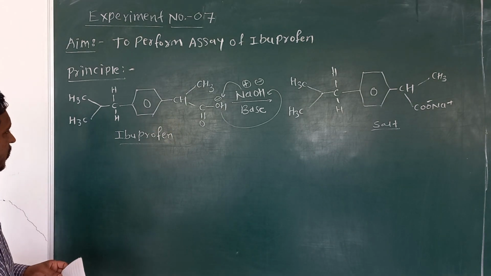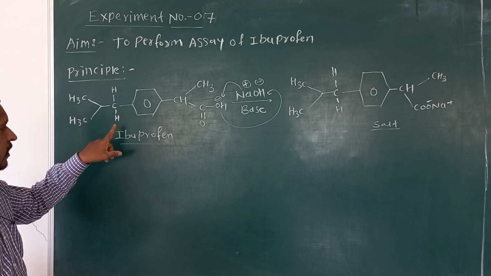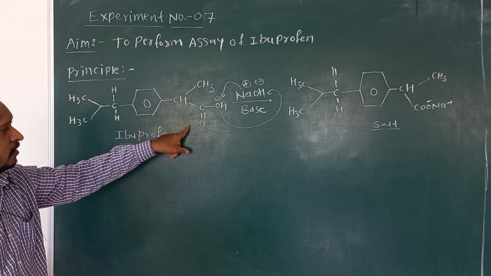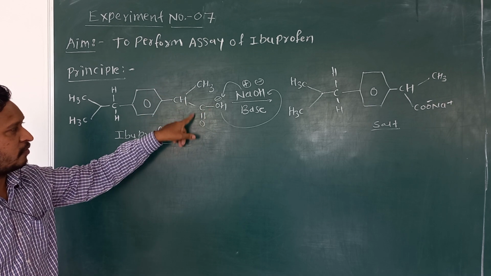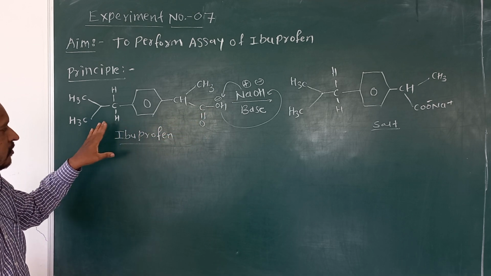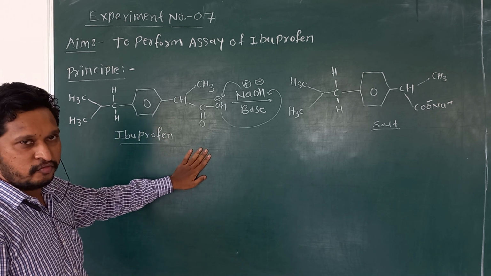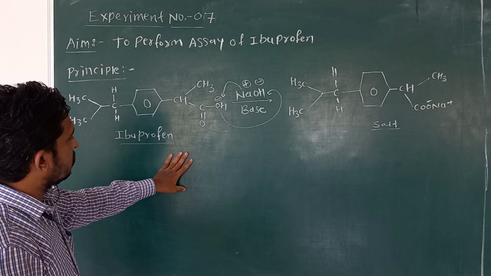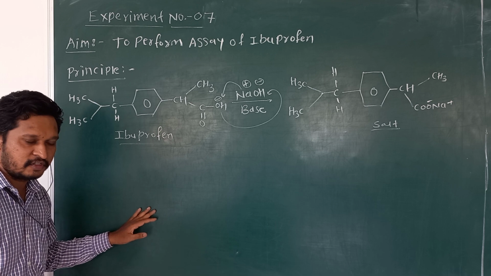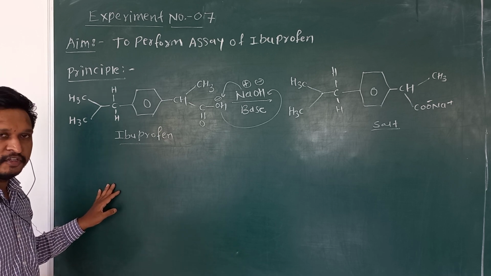Now, here ibuprofen is an aryl acetic acid. You can see here, this is the aromatic ring, and it has the attachment of the acetic acid group, that is carbon, two oxygen and hydrogen. This is the carboxylic group. So ibuprofen is an aryl acetic acid, and it is a weak acid, so the titration will be an acid base titration.